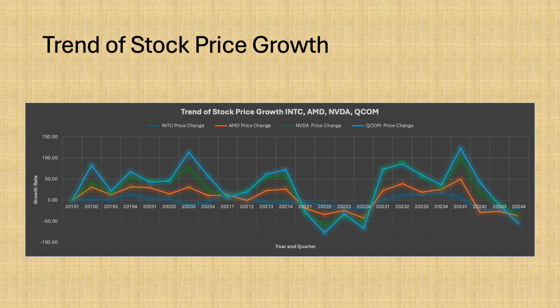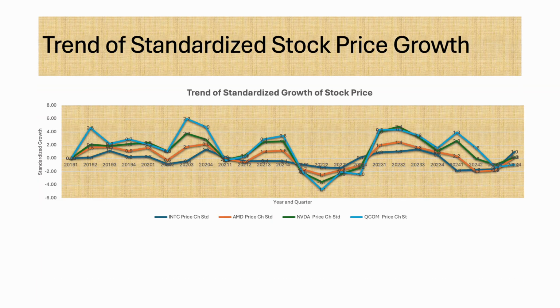Okay, NVIDIA started taking over Qualcomm continuously until the fourth quarter of 2023, where Qualcomm is at the top growth-wise, and then you see that in the third quarter of 2024, NVIDIA again took over all of them, basically Qualcomm as well. Okay, so now if we standardize the growth of the stock price, do we see a different picture? Next graph is about that.